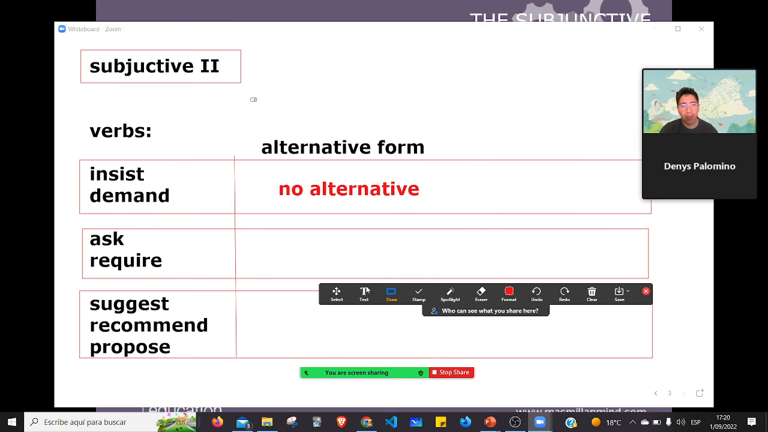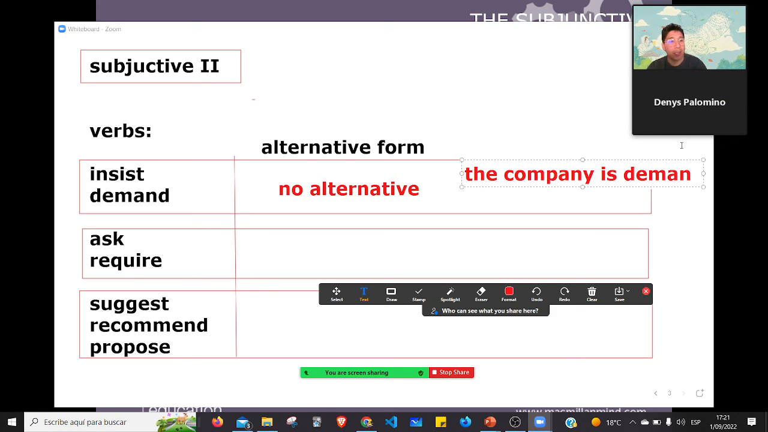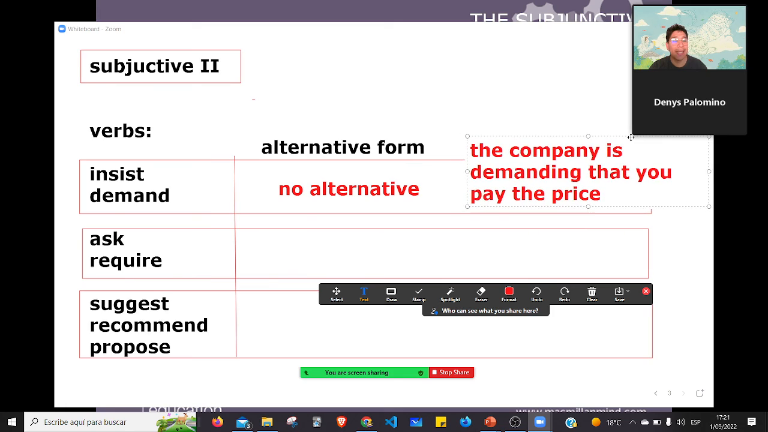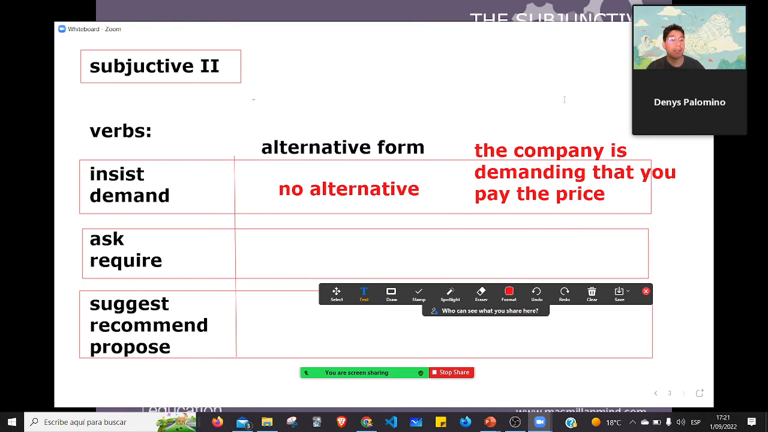Okay? For example, we can say something like the company is demanding that you pay the price. ¿Qué estoy diciendo ahí? La compañía está solicitando que tú pagues el precio, ¿cierto? The company is demanding that you pay the price. ¿Por qué? Porque esto ya lo vimos en el anterior gramática, ¿cierto? En el subjunctive 1. Is that true? Yeah, we know that part.